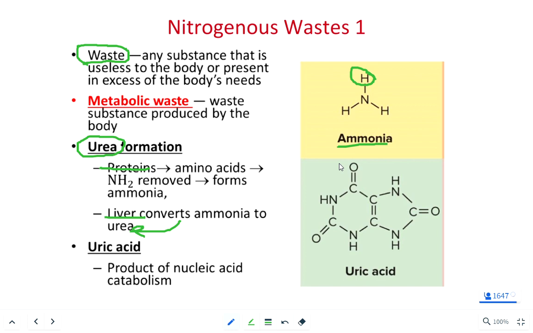Another nitrogenous product that we need to get from our body is uric acid. When we think of uric acid, that's primarily going to be from nucleic acid breakdown. Catabolism, a term from last semester, is taking a big, complicated molecule and chopping it up into smaller, less complicated molecules. So urea primarily comes from protein. Uric acid primarily comes from nucleotides or nucleic acids.